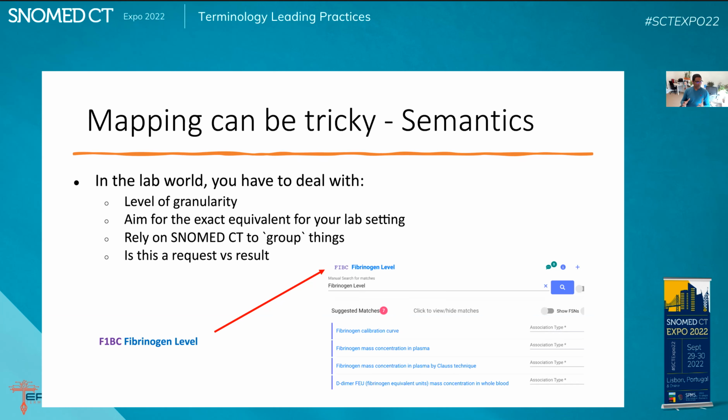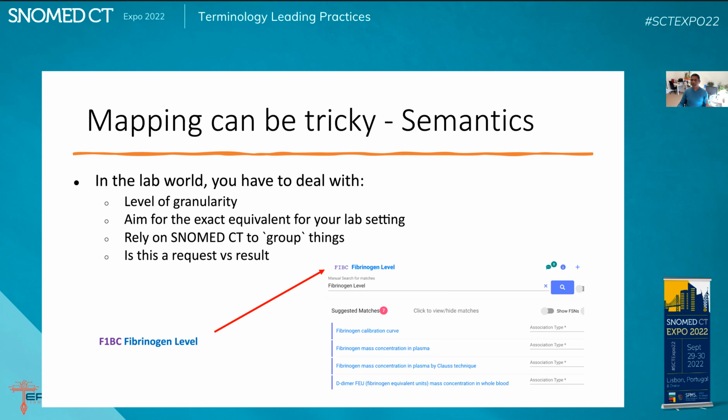Second, the broader principle we found that actually works is always tell the people doing the mapping to pick what they think is the exact equivalent for their given setting. And we think that this applies to any mapping project across the board, right? And when you do the most granular for their use case, you could always use SNOMED CT to group things together. We'll come back to exact examples of what this is. Okay. Now, the big difference that we found in the lab world is determining if something is a request or a result. And we'll show some examples of how this played out in SNOMED CT.